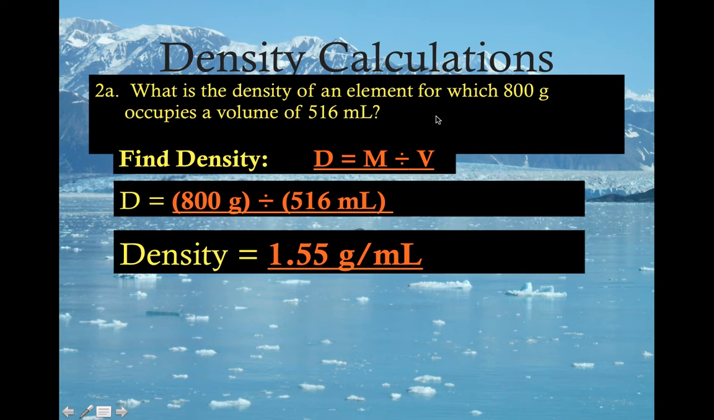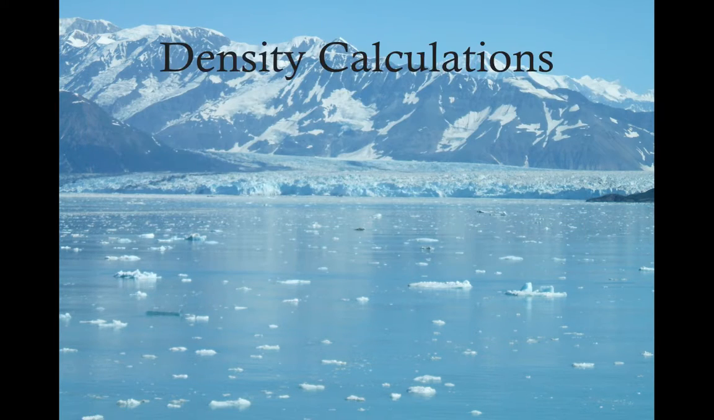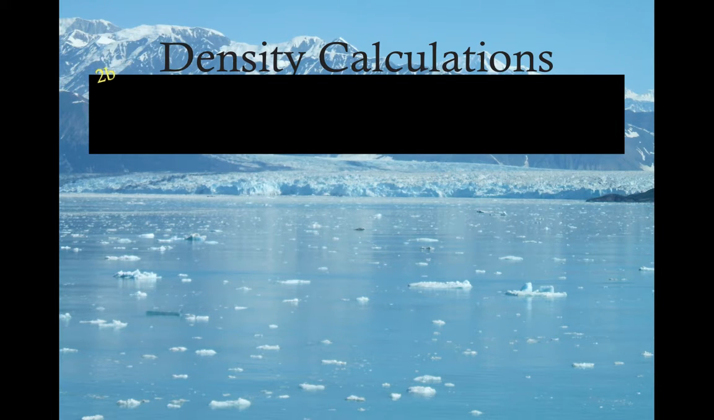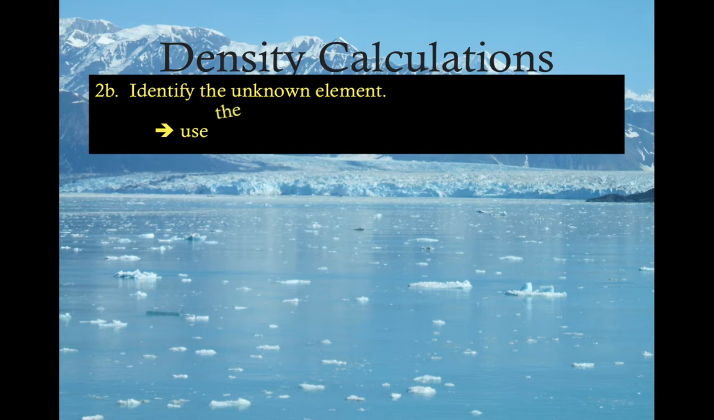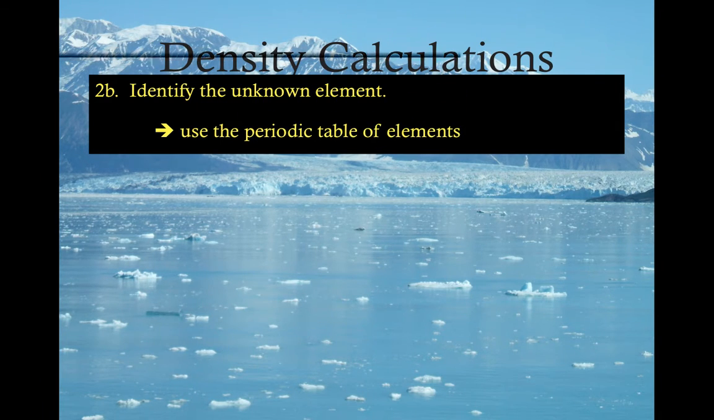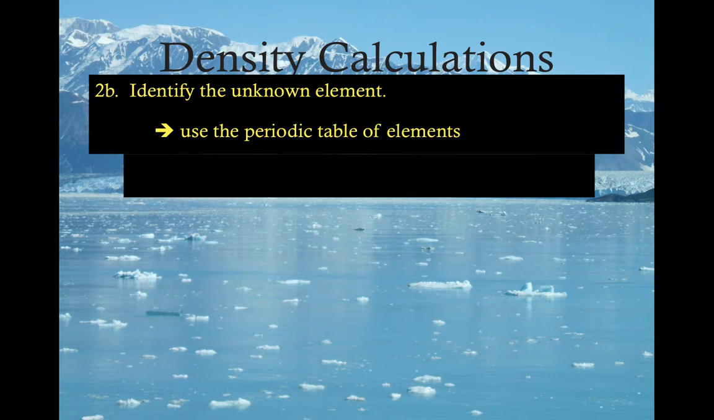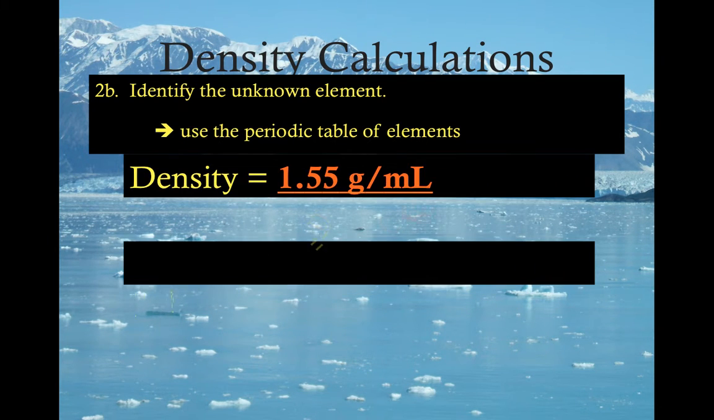It says element, that means we can go to our periodic table and identify it, and that's part B. Part B says, hey, what's the material? So we look at the periodic table, we look for 1.55 grams per milliliter, and we find calcium. So that's a very common type of question you'll be asked. It had the extra step of using the density to identify an unknown material.